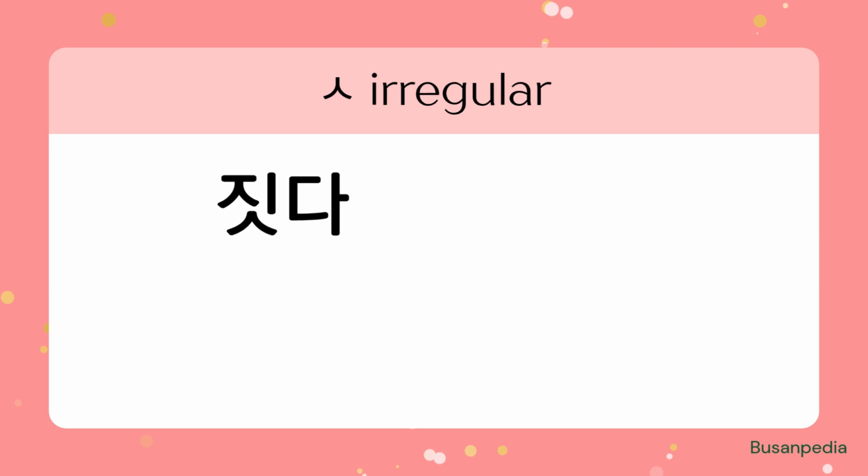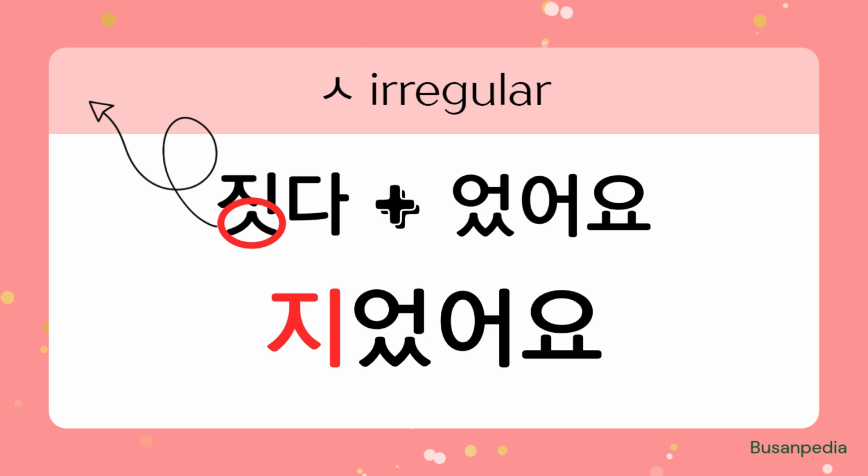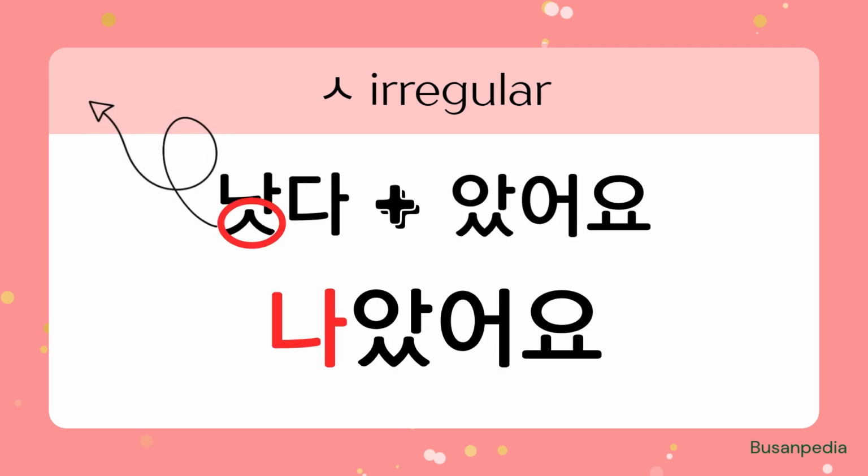Next, let's look at the 시옷 irregular. When a word stem ends in 시옷, that 시옷 often drops when you add a vowel. In the past tense, this means the 시옷 disappears before adding 아요 or 었어요. For example, 짓다, which means to build, drops the 시옷 and it becomes 지었어요 in the past tense. And with 낫다, to recover, the 시옷 drops and it becomes 나았어요.